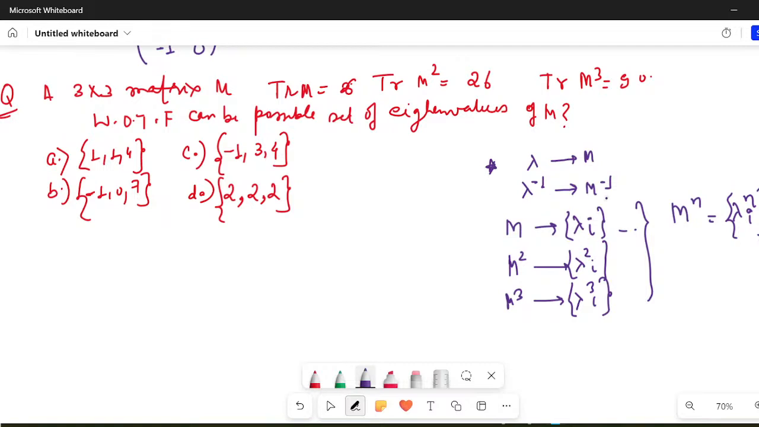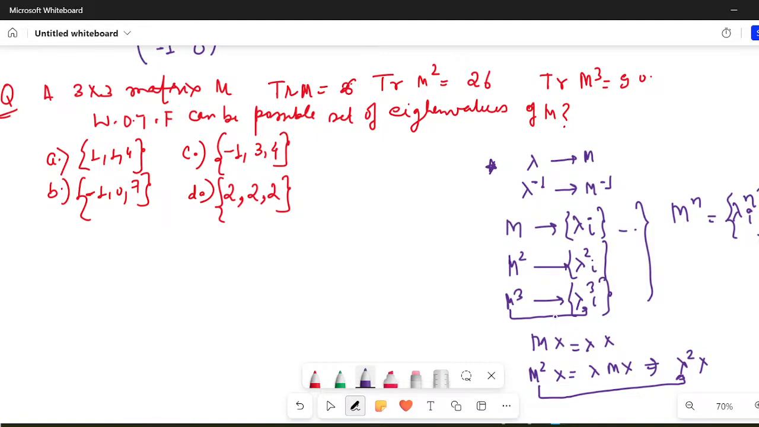This is quite easy to see. I'm writing it so that you get my point. Mx is equal to lambda x. Now pre-multiply with M, so you get M square x equal to lambda Mx, which is equal to lambda square x. So corresponding to M square, the eigenvalue would be lambda square. Corresponding to M cube, the eigenvalues would be lambda cube. So this is quite easy to see.